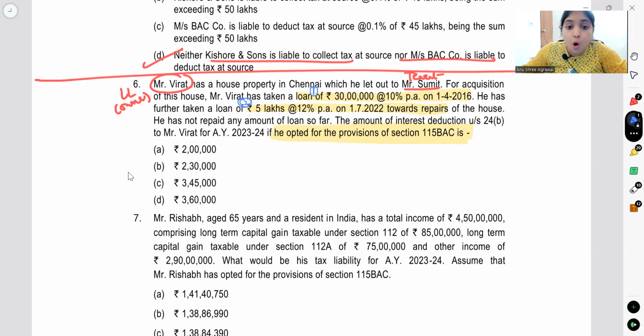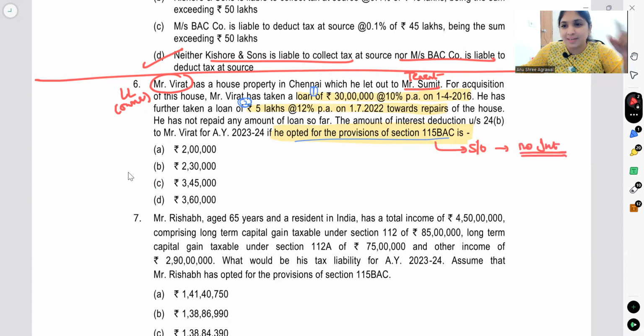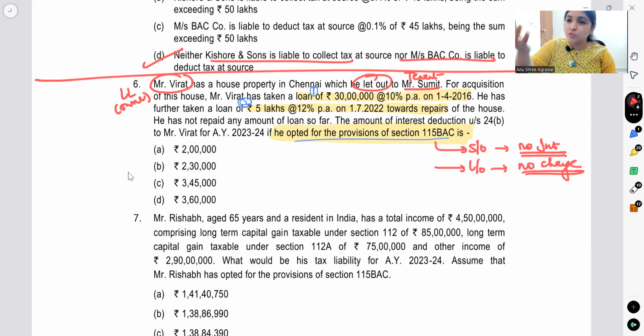See guys, he is opting for 115 BAC, which means if it is a self-occupied property, then no interest deduction. But guys, here, is it self-occupied property? No, he has given the property on rent. It is a let-out property. So here it is a let-out property. Let-out property, I told you 115 BAC, no change, guys. So as usual, you will calculate no limit. Without any limit, you will calculate the interest.